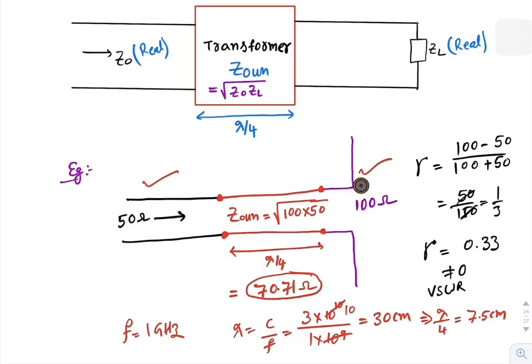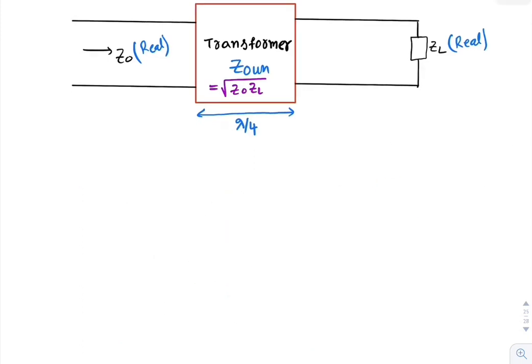with 100 ohm antenna. So this is how to match a real value of load impedance to a real value of characteristic impedance of a transmission line. Since the length of this transmission line is lambda by 4, I can call it a quarter wave transformer.